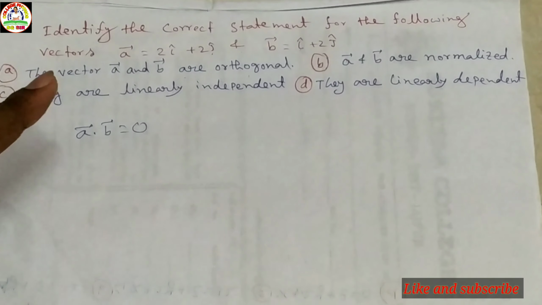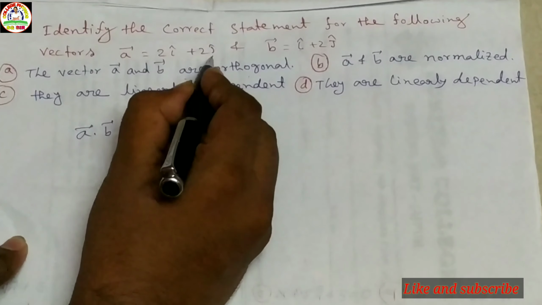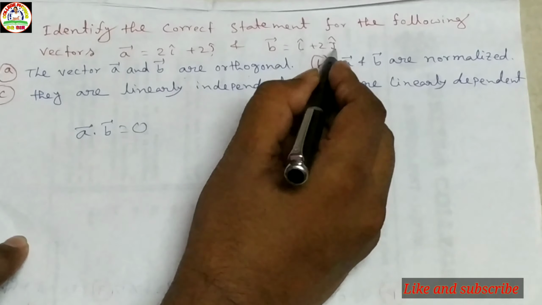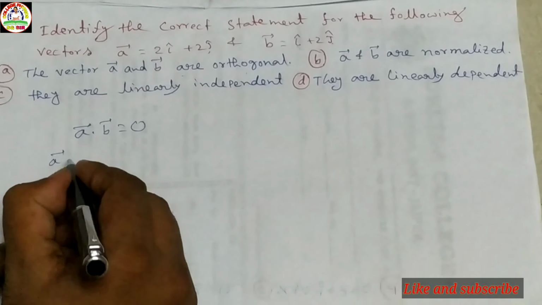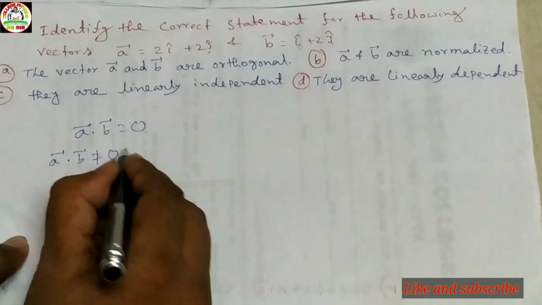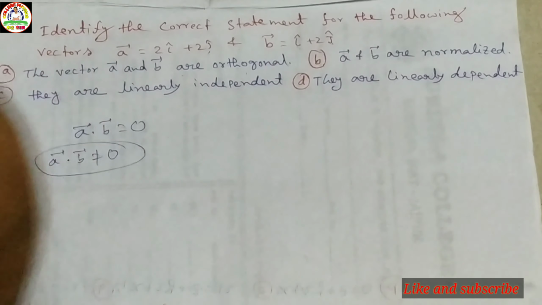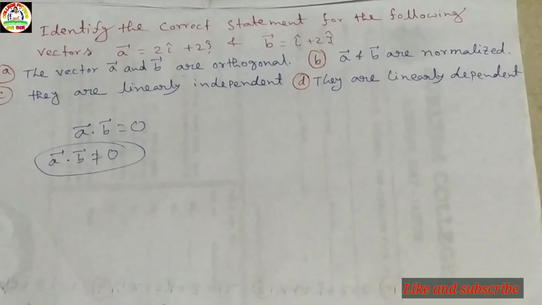So here A is equal to 2i plus 2j, B is equal to i plus 2j. So if we calculate A dot B, it is not equal to 0. So first option is not correct. So A and B are not orthogonal.